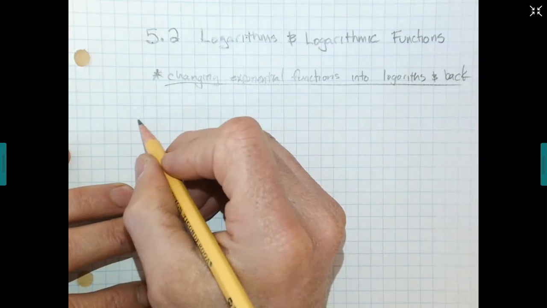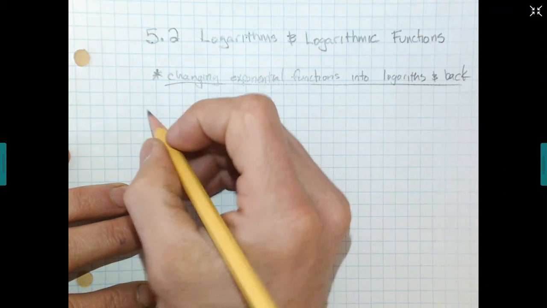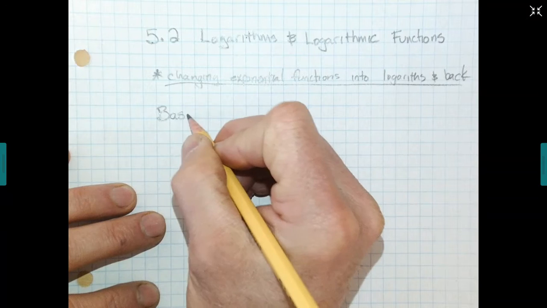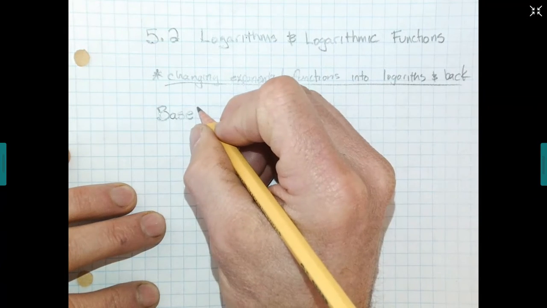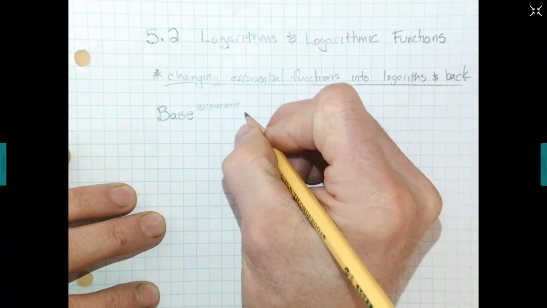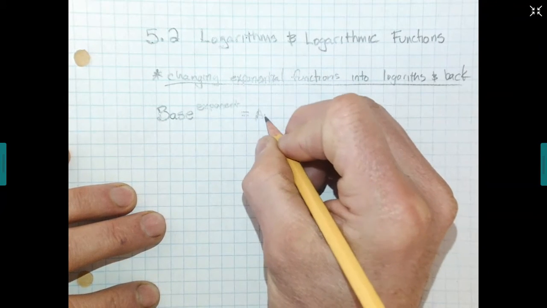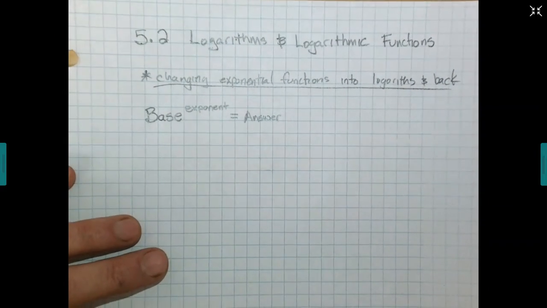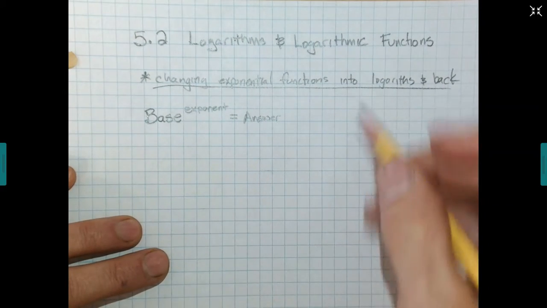Well, let's look at a regular exponential function. A regular exponential function has a base, and then you have your exponent, and that equals your answer. Okay, so you have your base, your exponent, and your answer.